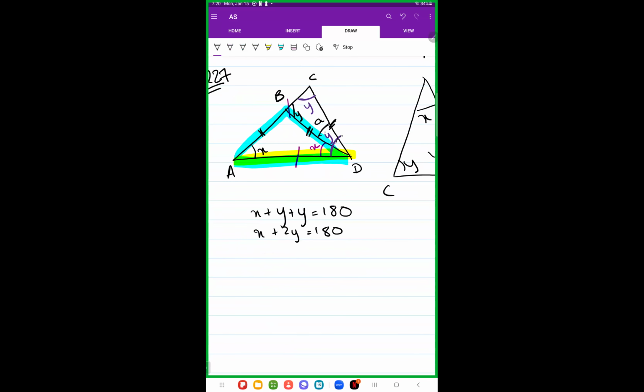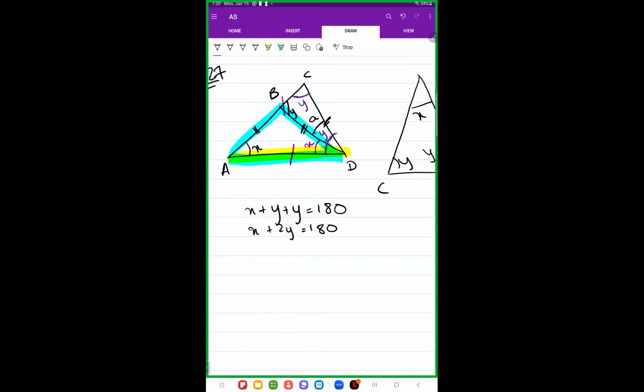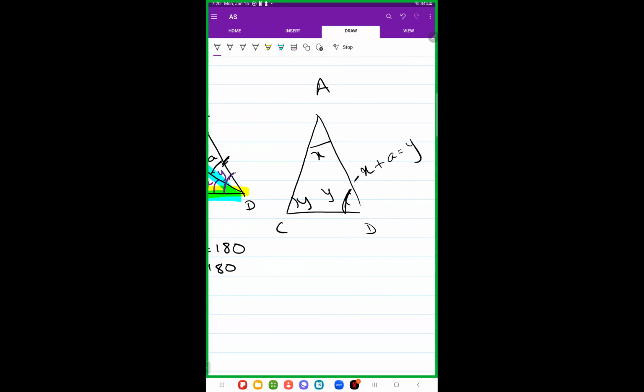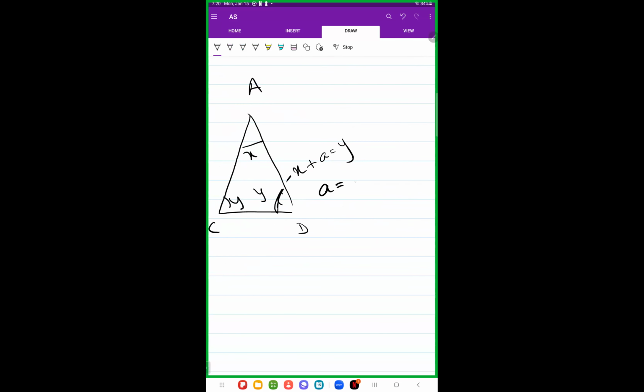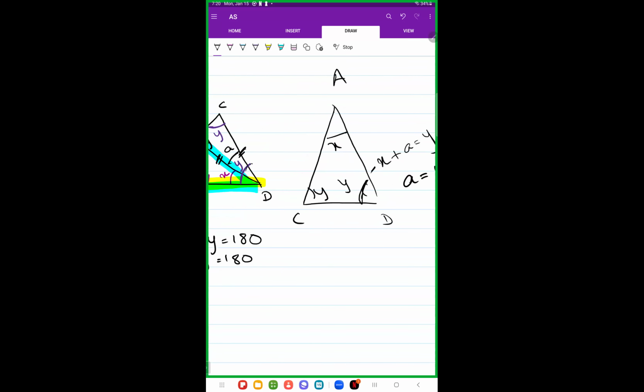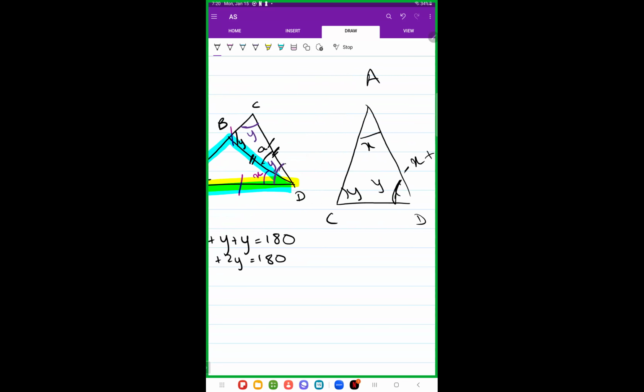So over here, can I say x plus a is equal to y? So what is a going to be? y minus x, right? Can I label this in terms of a, y minus x?